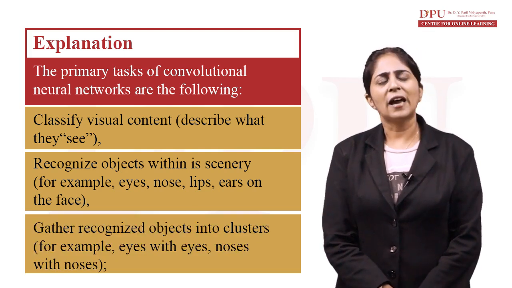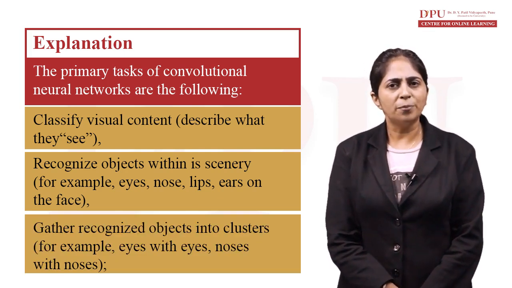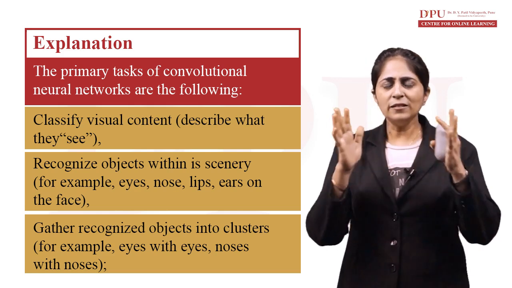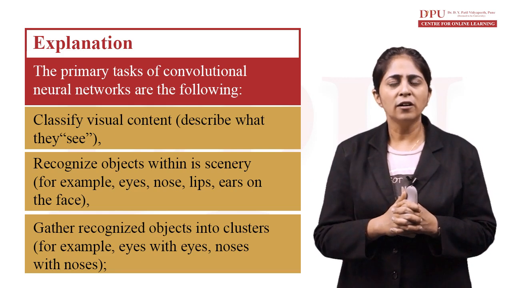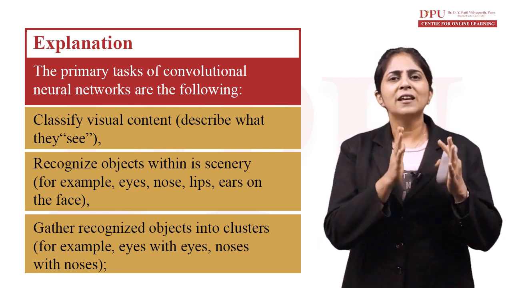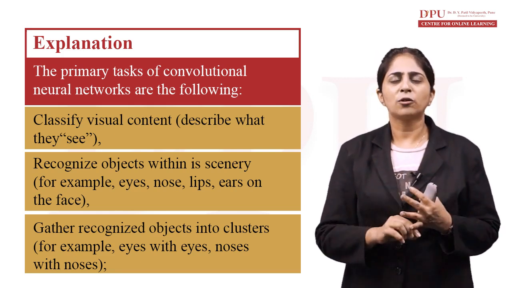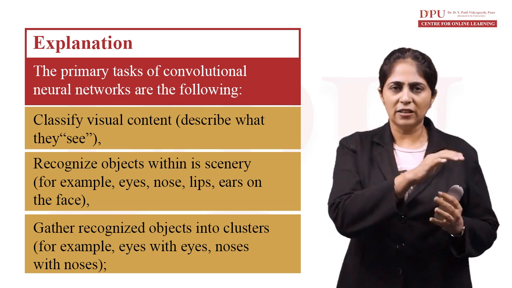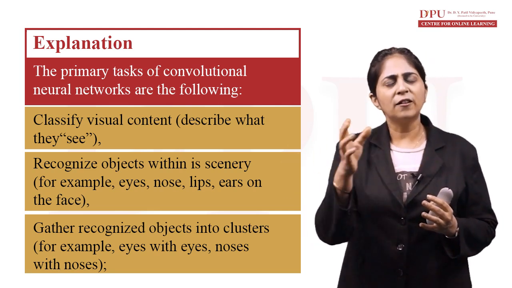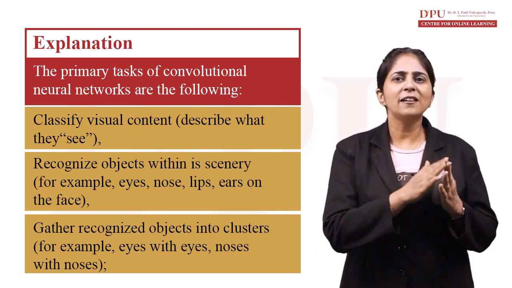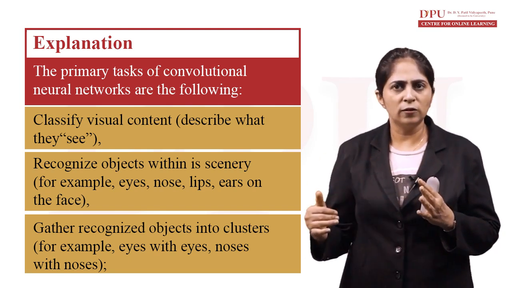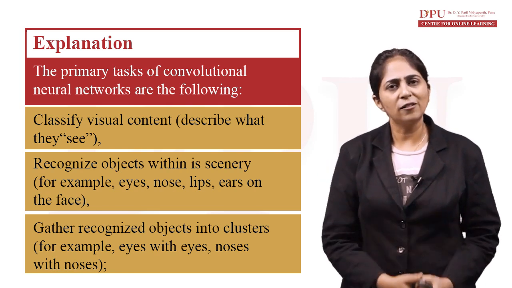Next is to gather the recognized objects into clusters. Once we have recognized what all objects we have, it is important to cluster them together. For example, if there are different people and different eyes of them have been shown, we will cluster them together: eyes with eyes, noses with noses, ears with ears and so on.